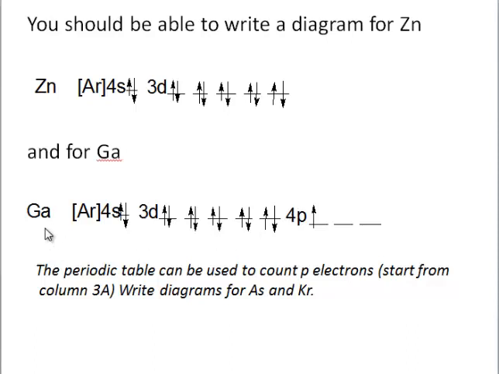And notice at this point we've moved out of the transition metal block. The periodic table can be used to count p electrons, starting from column 3A. Gallium has 1 4p electron. Try writing diagrams for arsenic and krypton before moving on in the presentation.